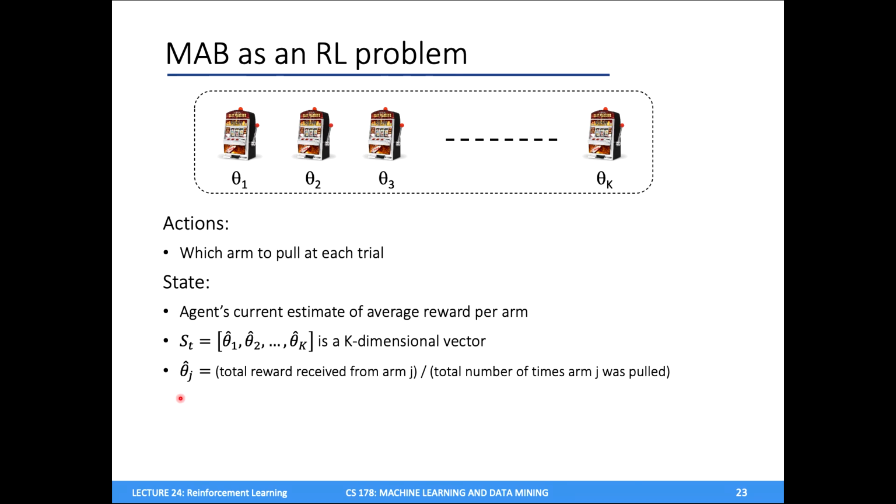So for example, theta hat j, the estimated reward of arm j, is going to be the total reward I received from pulling arm j, divided by the total number of times that arm j was pulled. So it's just a simple average. What have I seen on average as my reward from playing this particular machine? And again, our agent is going to play these machines across capital T trials. So maybe I'm going to pull these 1,000 times. And the goal of my agent is to maximize my total reward over these 1,000 trials.